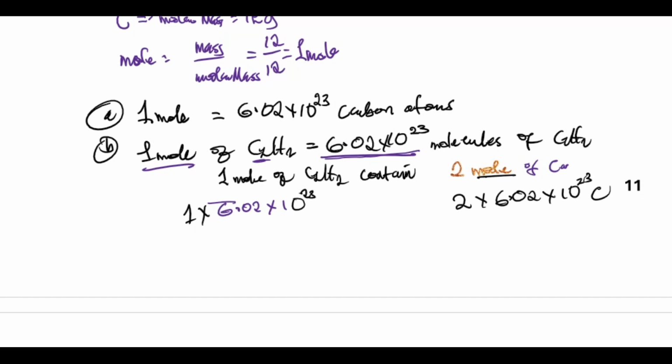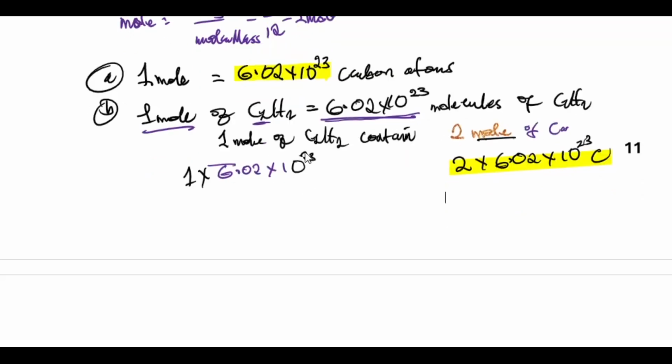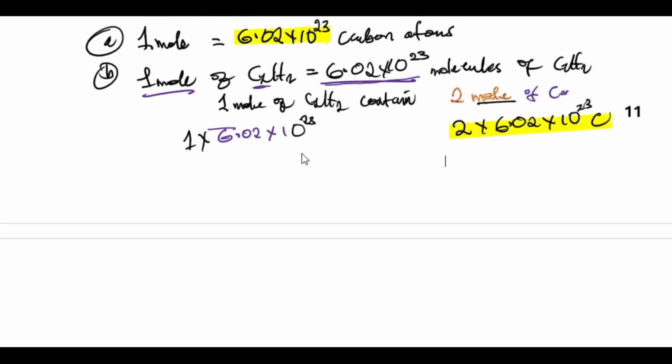So number A contains 6.02 times 10 to the power of 23 carbon atoms. Number B contains 2 times 6.02 times 10 to the power of 23 carbon atoms. So it means B has more carbon atoms than A. So let's look at C now.